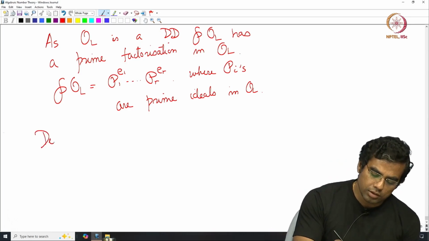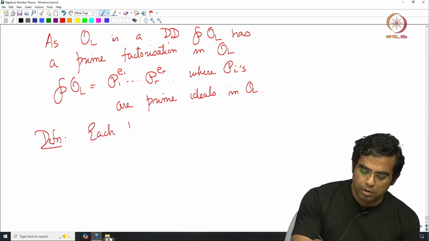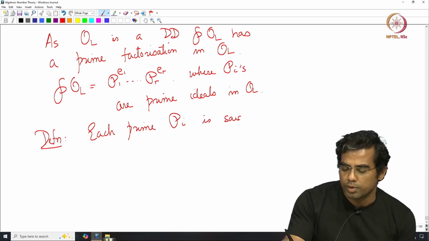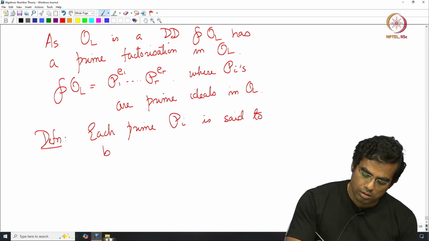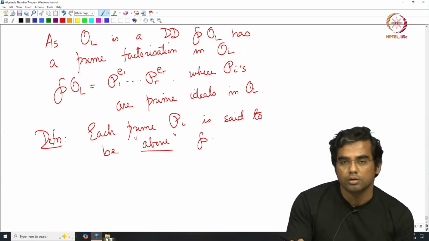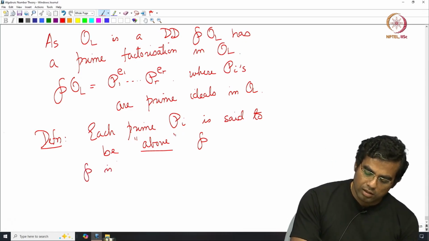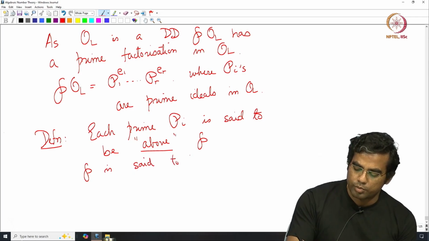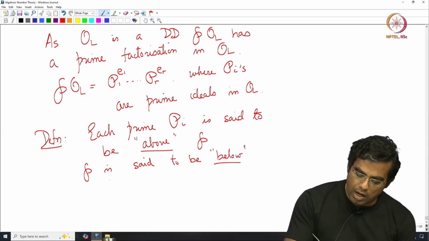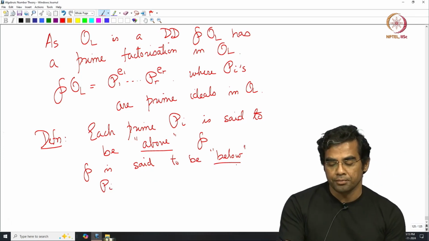So, here is a definition: each prime Pi is said to be above P, okay, and P is said to be below Pi, sorry, capital Pi for each i, right.